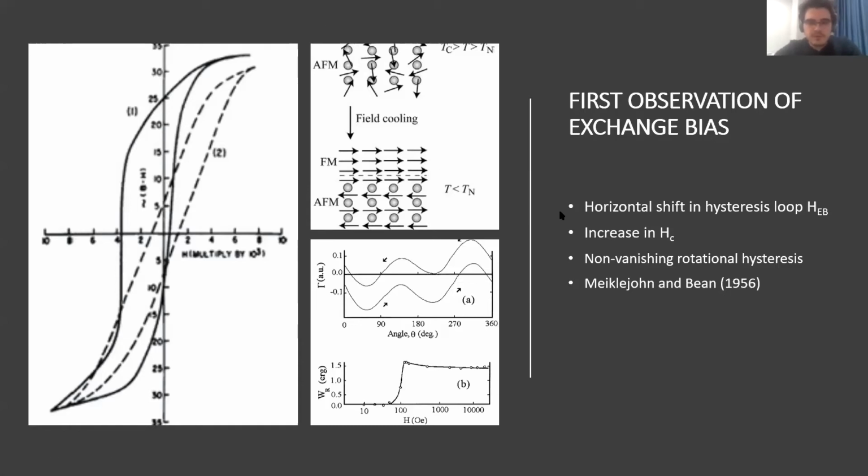What else did they observe, in addition to the increase in the coercive field and the shift of the hysteresis loops? The shift of the hysteresis loop, meaning the movement of the center of the hysteresis loop, is denoted by H sub EB, the exchange bias, which I will use in my presentation. They also observed a non-vanishing rotational hysteresis loop.